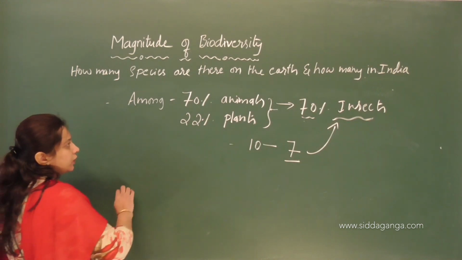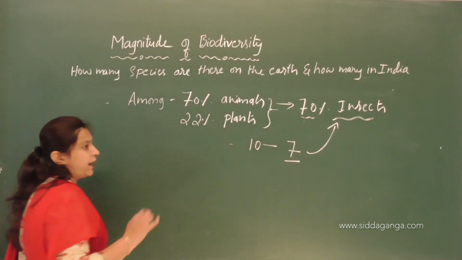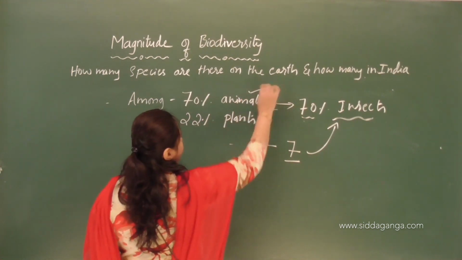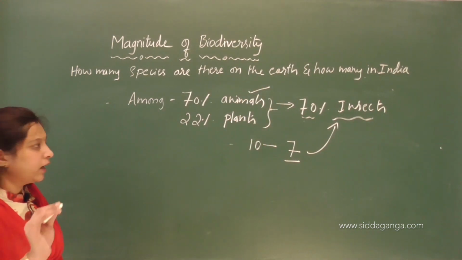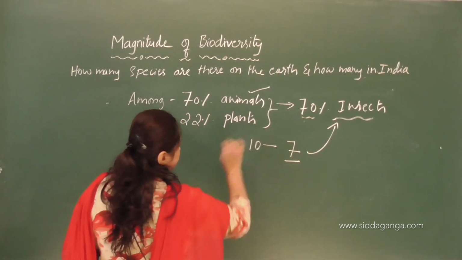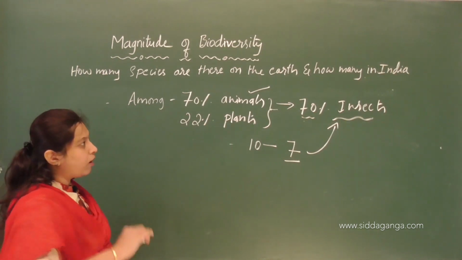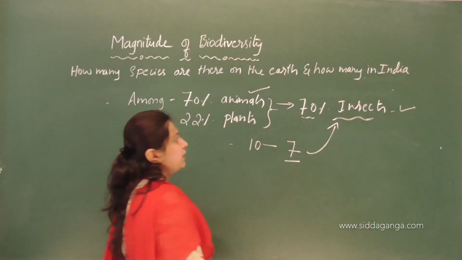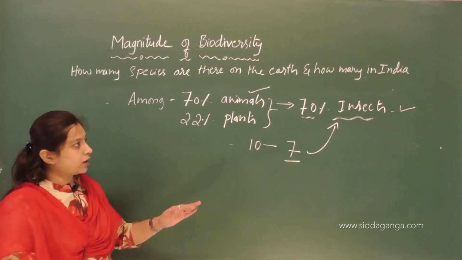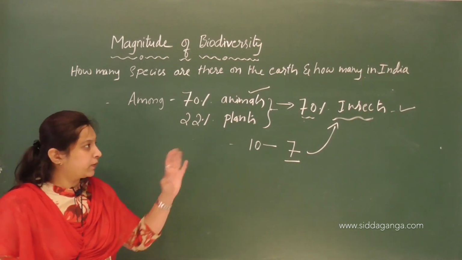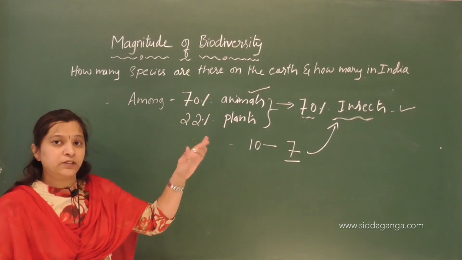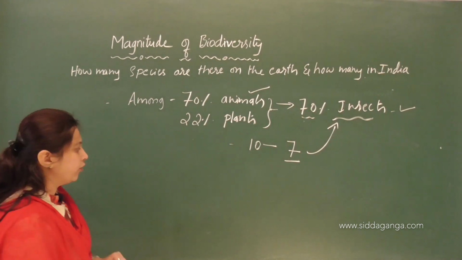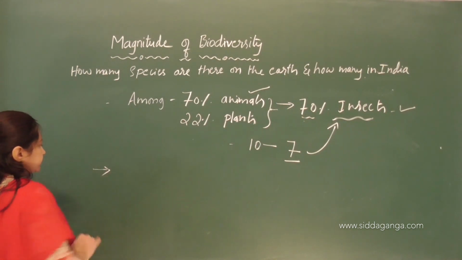Of the total species of plants and animals discovered, 70% of them are animals and 22% of them are plants. Among animals, 70% are insects. Okay, so please remember these points.